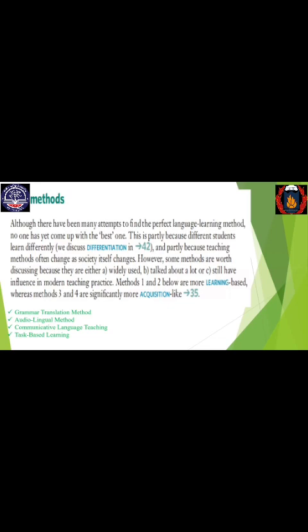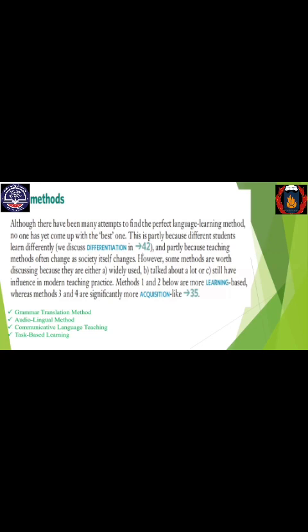Thank you. So here, under the paragraph, you see the four teaching methods. The first one, grammar translation method; audio-lingual method, right? The third one, communicative language teaching. The last one, task-based learning. So here in the paragraph, some methods are worth discussing. They are widely used, we talk about them a lot, or they have influence in modern teaching practice. Methods 1 and 2 are more learning-based. 3 and 4 are more acquisition-like.